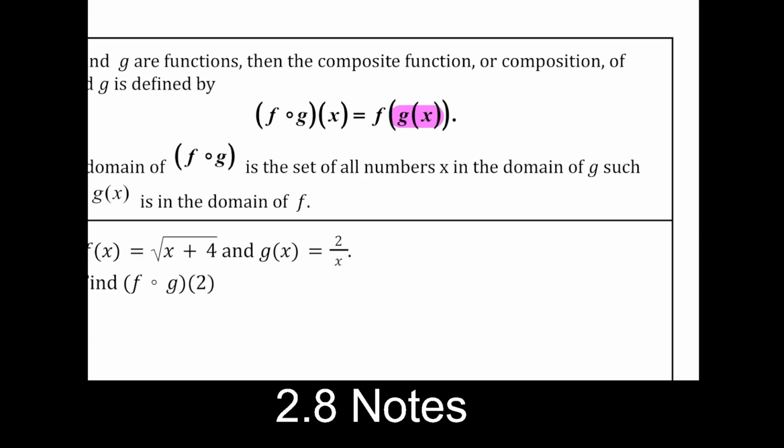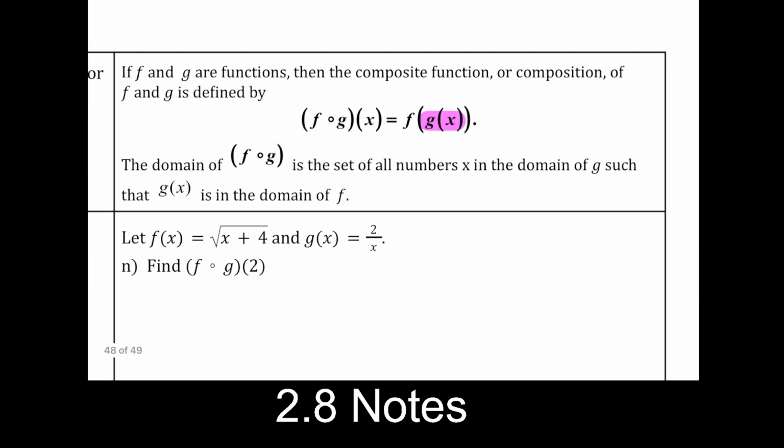And that's the whole idea behind it. The domain of the composition is the set of all numbers in the domain such that g of x is actually in the set of all numbers in the domain of g, where the output of g of x is actually in the domain of f. And so for now, we're going to just look at the functions and practice with them a little bit, and we can talk further about the domain.